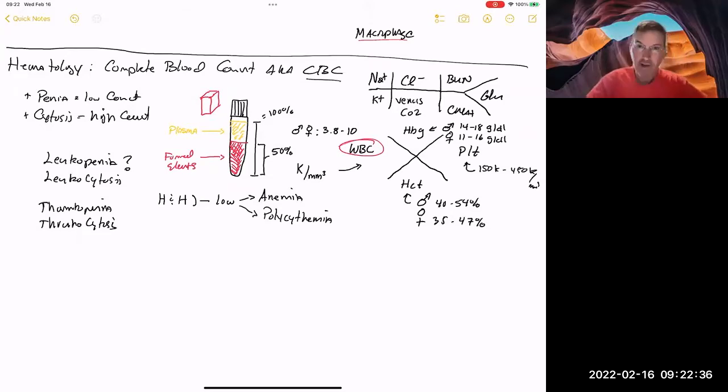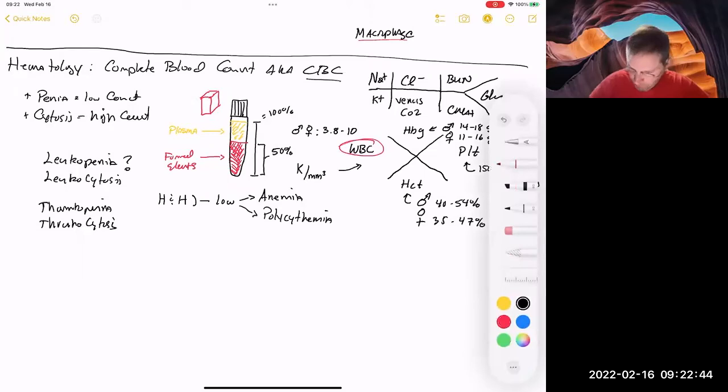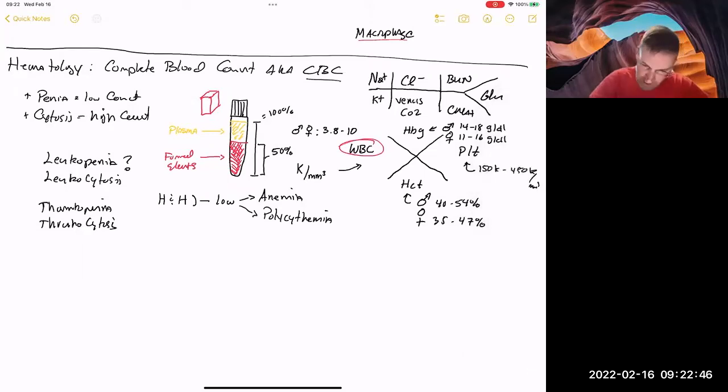Something that's very important to understand is what are the implications of a low or high white count? So a low white count, leukopenia, the implications are that this patient's going to be immunocompromised.